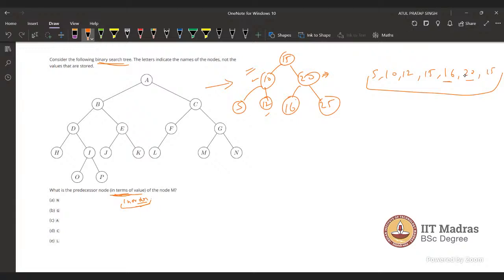Okay, you can see 12 is coming just after this 10 in in-order. Sir, how would you do the traversal for this? Would you write A, B, C, D, E, F, G? No, just traverse the tree in in-order fashion. Okay, just apply the in-order traversal on the given graph. What is the predecessor of 16? Predecessor of 16 is 15.